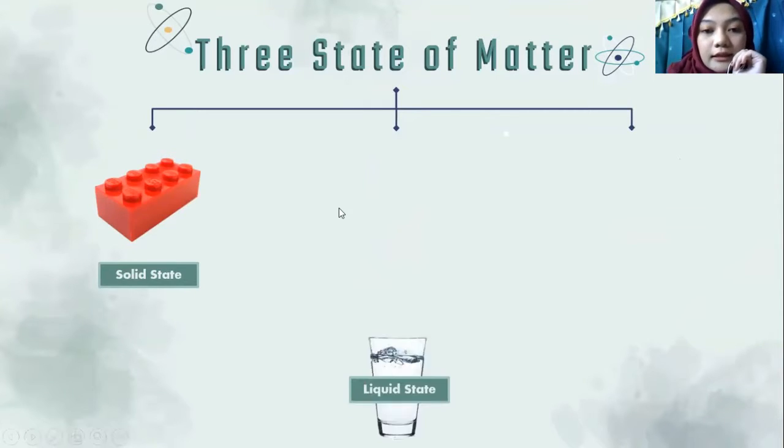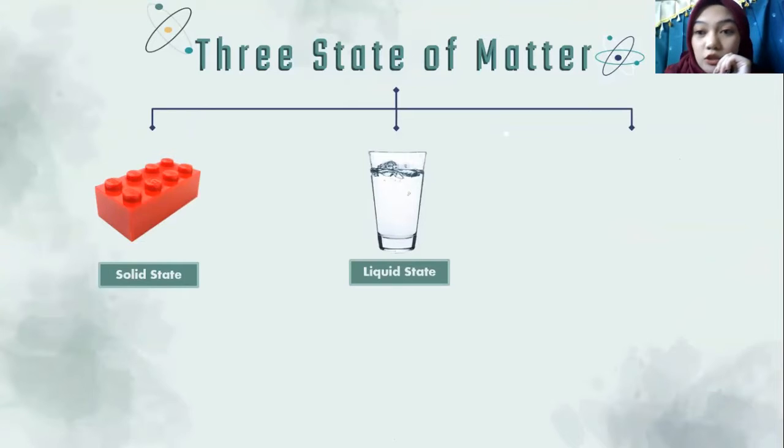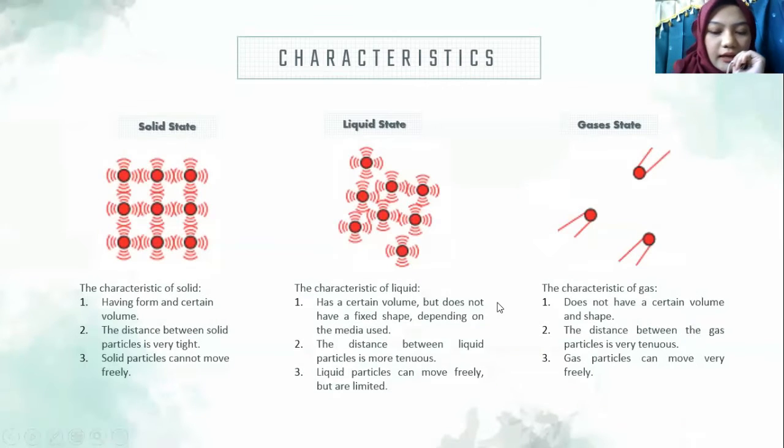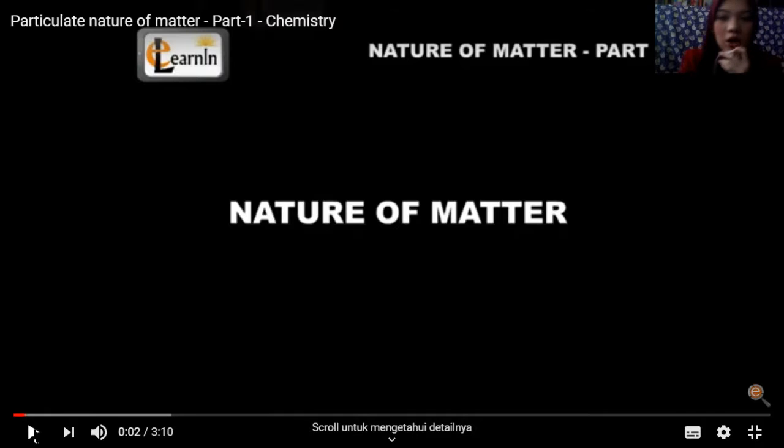And then the second is liquid state. The example is water. And then the last one is gaseous state. You can see in this picture someone with fog. This is the fog, and the fog is a kind of gaseous state. Okay, before we talk about it, let's see the video first. Before we discuss deeper about our three states of matter, let's watch this video.